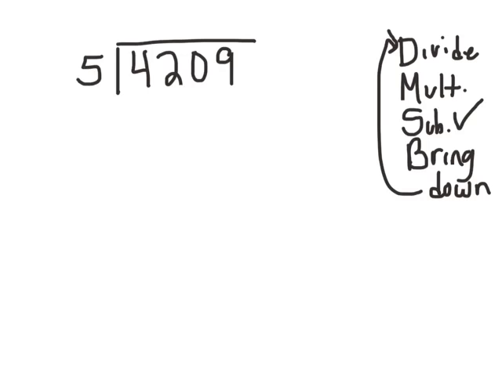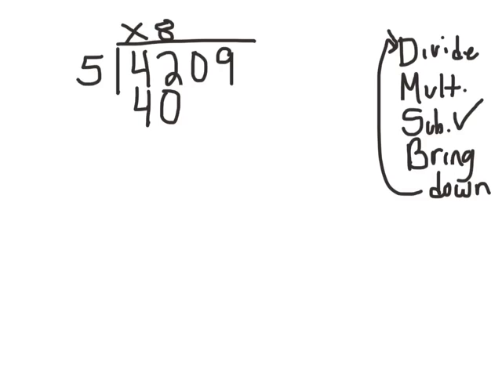So the first thing I say to myself is, how many times does 5 go into 4? And I realize that if I only have 4, I can't get a group of 5. So I'm going to put an X above it because I know that I can't divide by that. Now I'm going to be dividing by 42. So how many 5s are in 42? I can skip count, I can use my fact knowledge, but I know that 8 5s are worth 40.